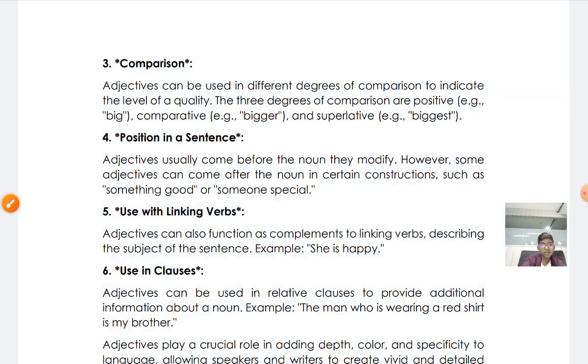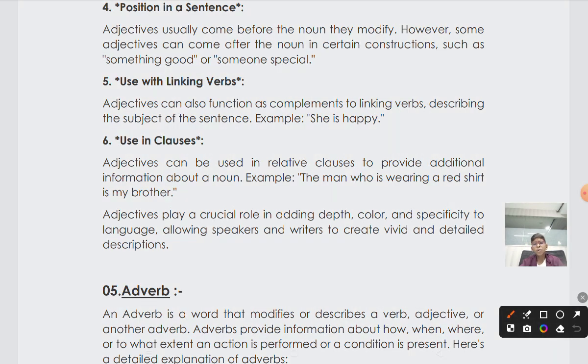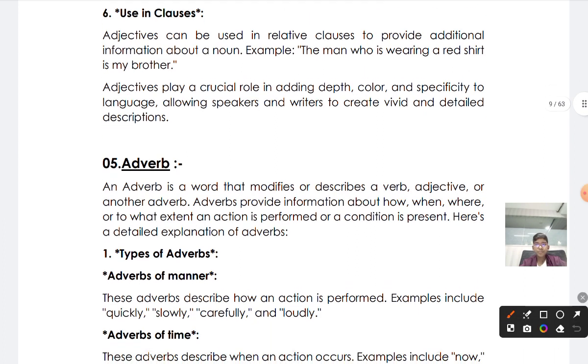So next, adjectives really play a crucial role in adding depth, color, and specificity to language, allowing speakers and writers to create vivid and detailed descriptions.